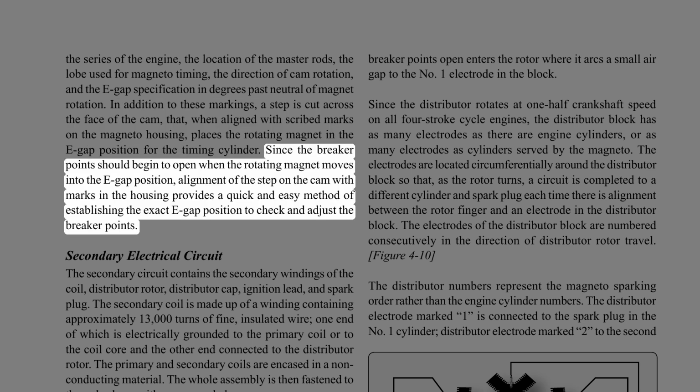Since the breaker points should begin to open when the rotating magnet moves into the E-gap position, alignment of the step on the cam with marks in the housing provides a quick and easy method of establishing the exact E-gap position to check and adjust the breaker points.